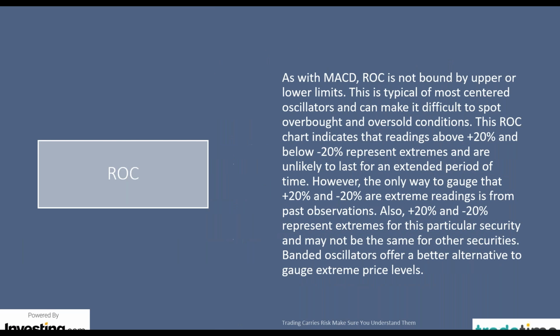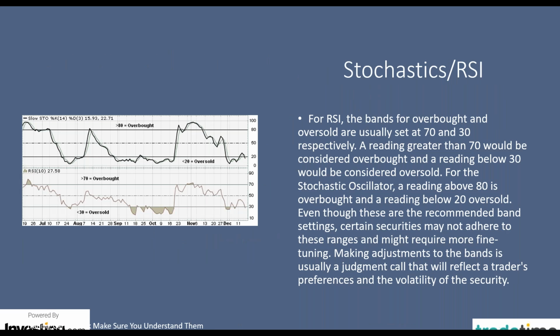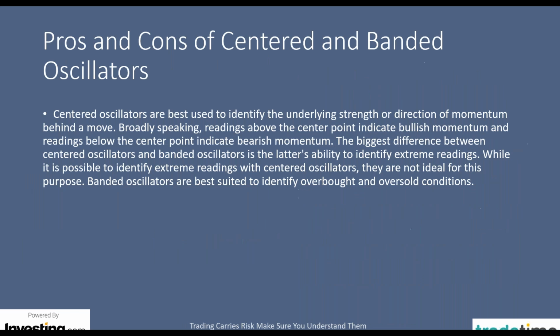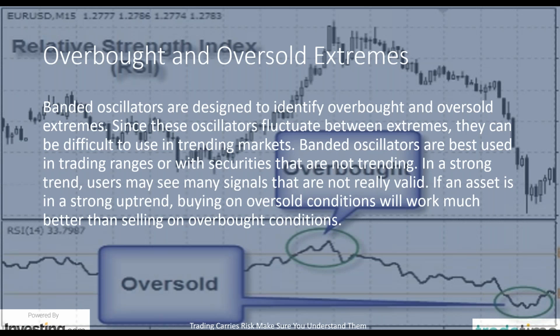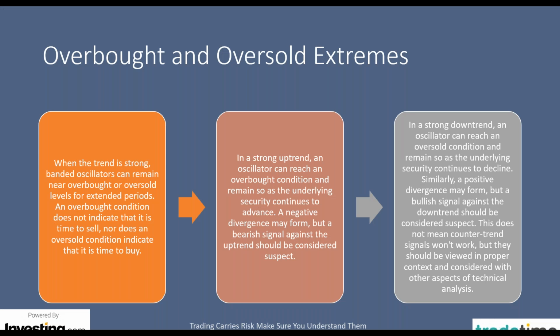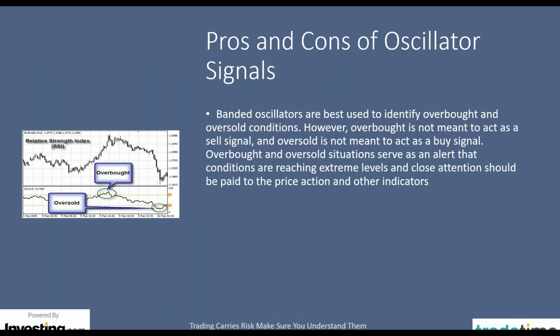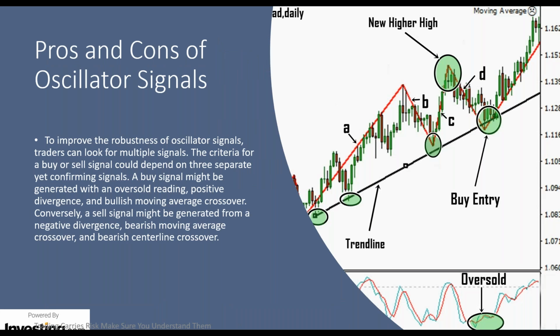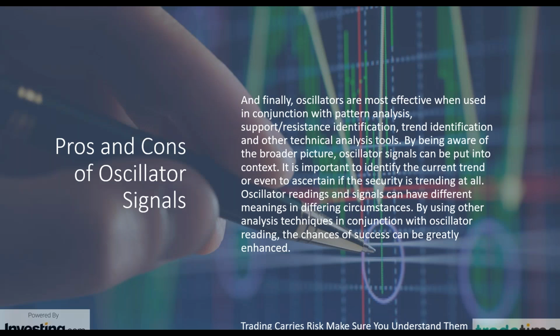So there are lots of different choices out there. I've tried to give them all to you, or a lot of them, in your handout. But remember, you have overbought and oversold signals, you have transaction signals, which are buy and sell signals, you have divergence signals, you have trend signals. And finally, you have oscillators. Oscillators, like RSI, oscillate between ranges. And they help us with support and resistance identification, trend identification, and other technical analysis tools.